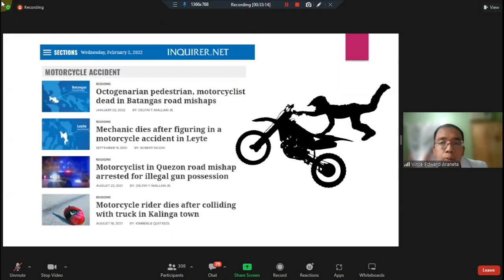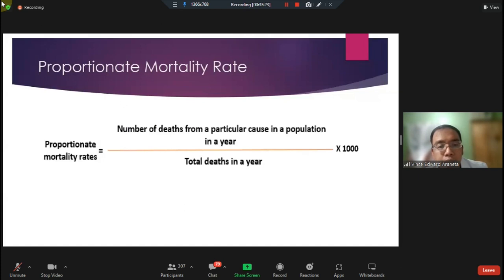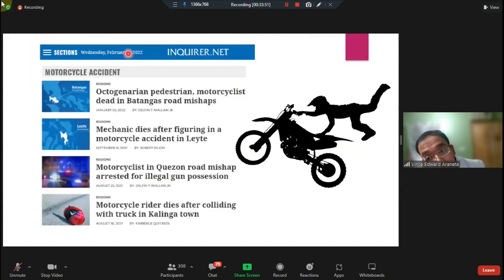For example, if you want to know the number of deaths from motor vehicular accidents, you can use the proportionate mortality. Actually, for infant mortality rate, it's more of a general measure. The definition of infant mortality rate is infant death under 1 year of age, but it can be further classified as neonatal, 0 to 28 days, and post-neonatal.